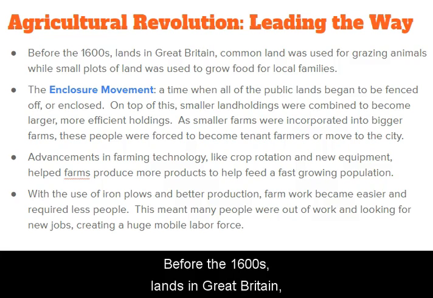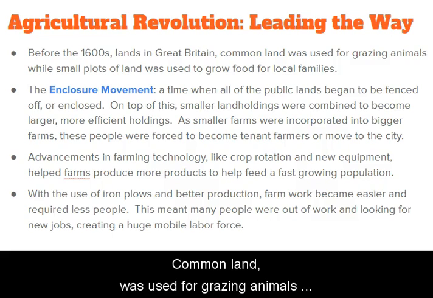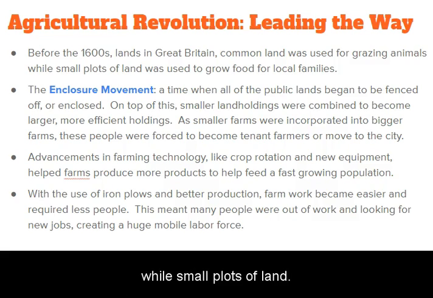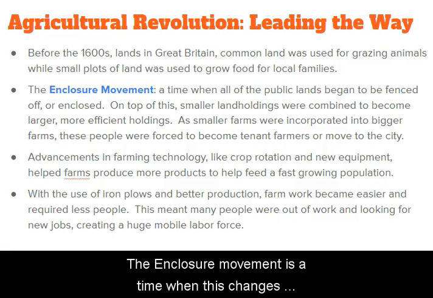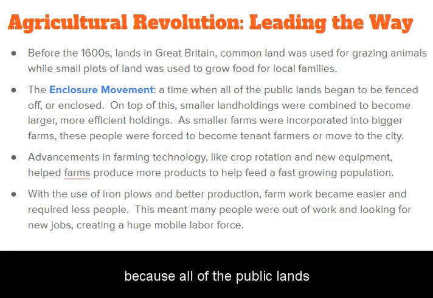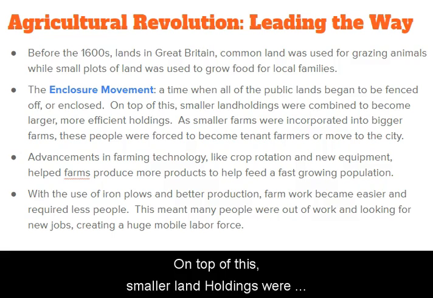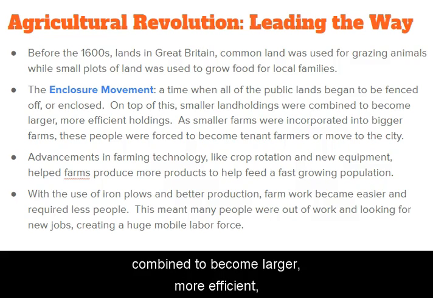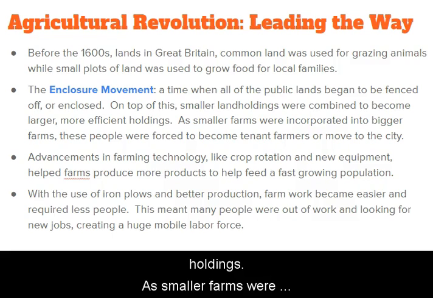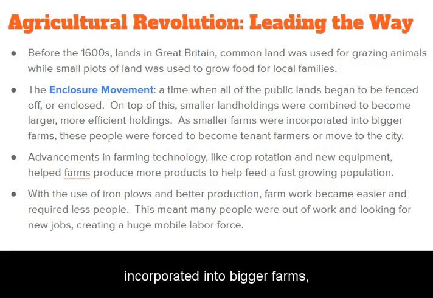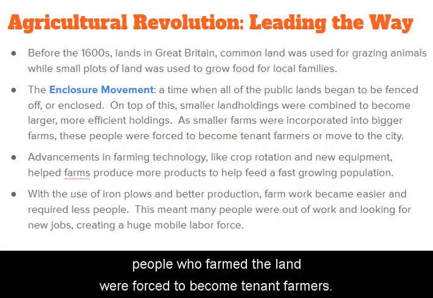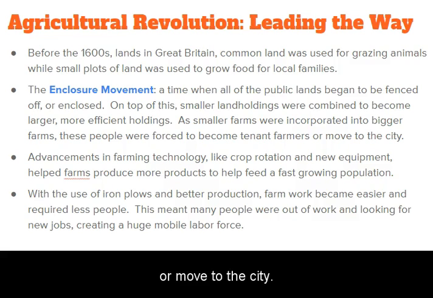Before the 1600s, lands in Great Britain, common land, was used for grazing animals, while small plots of land were used to grow food for local families. The enclosure movement is a time when this changes because all of the public lands would begin to be fenced off or enclosed. On top of this, smaller land holdings were combined to become larger, more efficient holdings. As smaller farms were incorporated into bigger farms, the people who farmed the land were forced to become tenant farmers or move to the city.